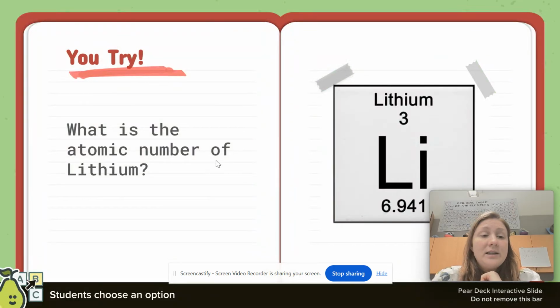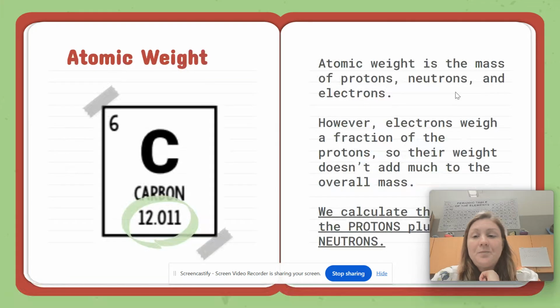Now it's asking what is the atomic number of lithium, and that would be the whole number 3. So atomic numbers are always whole numbers. They will never have a decimal.